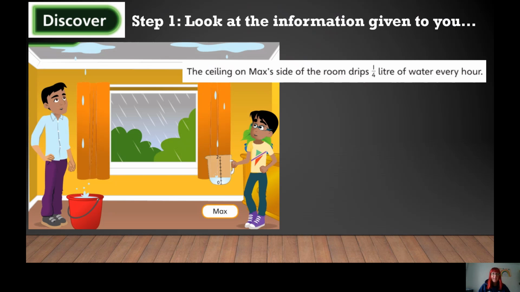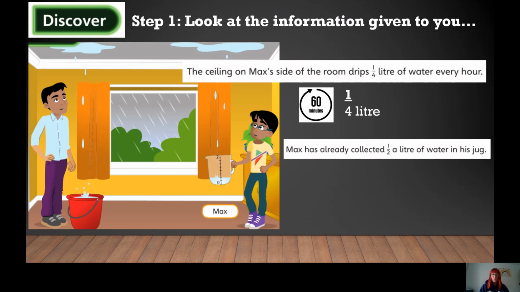Right, the ceiling on Max's side of the room drips a quarter of a litre of water every hour. So he's starting to measure the amount dripping. So let's see what the problem is. Okay, so if we've got a quarter of a litre dripping into Max's jug, that's happening every 60 minutes. I'm cool with that. So every hour or 60 minutes, a quarter of a litre.